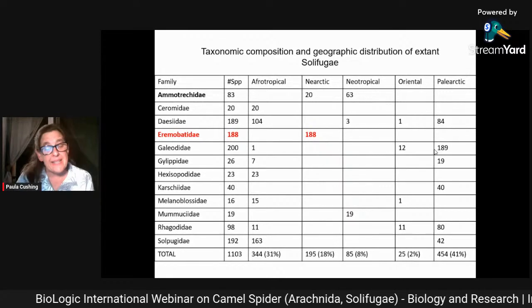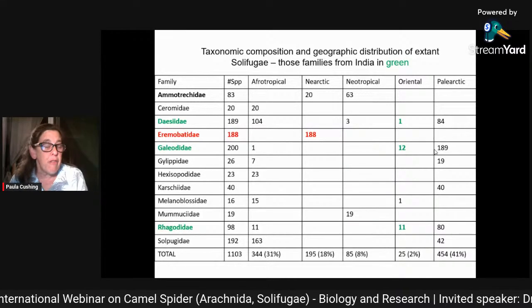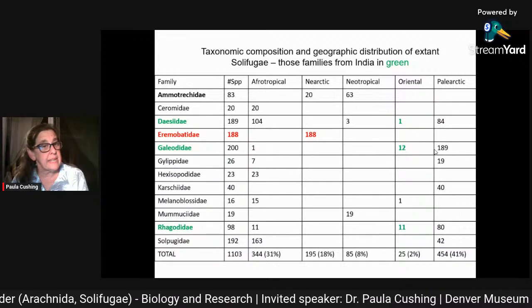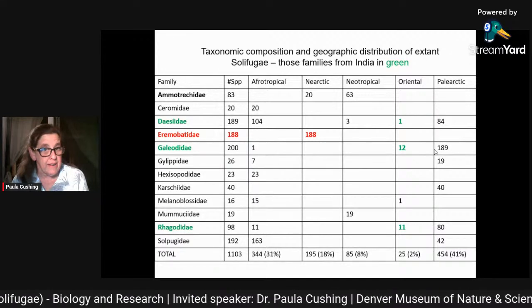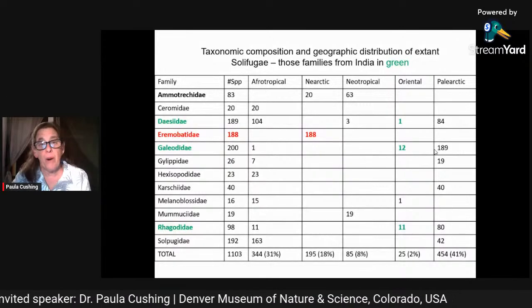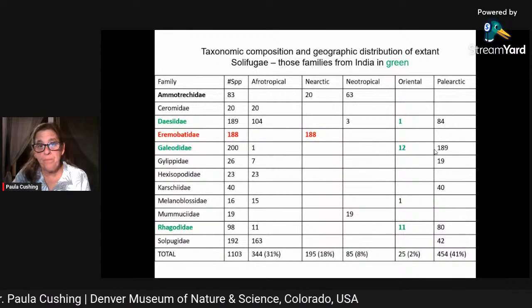But in this next slide, in green, there are three families that are found in India: Daesiidae, the Galeodidae, and Rhagodidae. So there are Solifugae even in different parts of India as well.